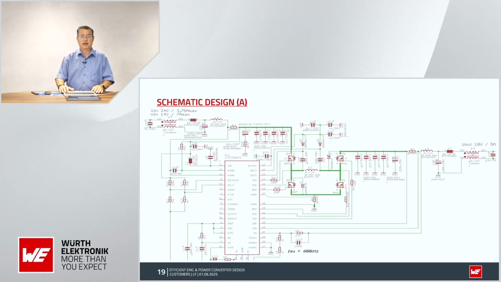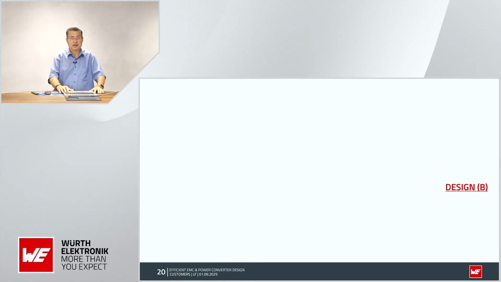So this is the final schematic now for design A. 4 times 4.7 microfarad input, 4 times 4.7 microfarad output for a DC-DC converter, the input T filter, output T filter, and the common mode chokes, and this 1 nanofarad capacitor for ESD discharge, just to be safe. Now we have design A.